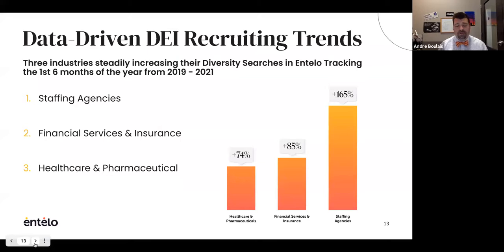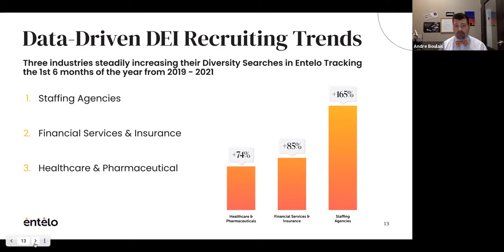I wanted to share this slide. This was really cool. We looked at trends over the first 6 months of each year for the last 3 years to see where we were seeing the largest amount of DEI recruiting trends. What I loved is that the biggest jump we've seen in diversity searches is from staffing agencies. That speaks to me because staffing agencies are recruiting for all jobs across all companies, and it really lends weight to the idea that diversity, equity, and inclusion initiatives are critical now across the board.